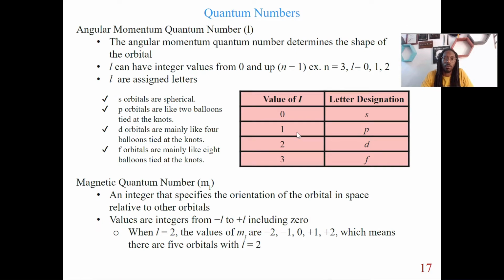If you have a value of 1, you have a p orbital. If you have a value of 2, you have a d orbital. If you got a value of 3, you have an f orbital. Now, all of these orbitals look a certain way. S orbitals are going to be spheres. P orbitals look like 2 balloons tied at a knot. D orbitals look like 4 balloons tied at a knot. And then F orbitals look like 8 balloons tied at a knot.